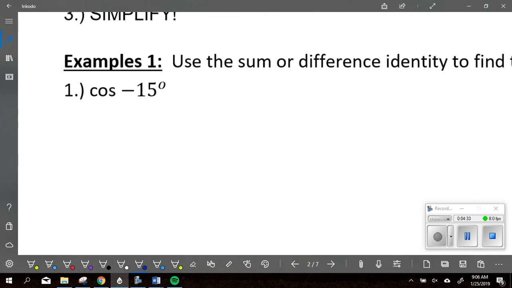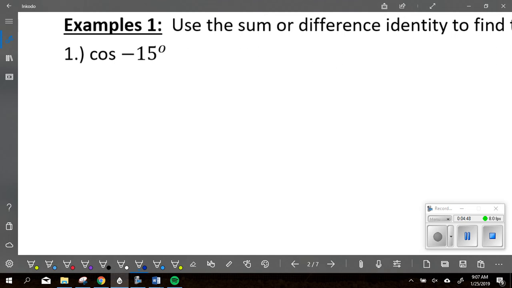So instead, I'm going to start off by building 15 degrees, negative 15 degrees, using stuff that we know. All right? So I'm going to use sum and difference, adding and subtracting to get negative 15. What numbers on this unit circle of things that we know could we use to get negative 15 degrees? 30 minus 45. Anything else?